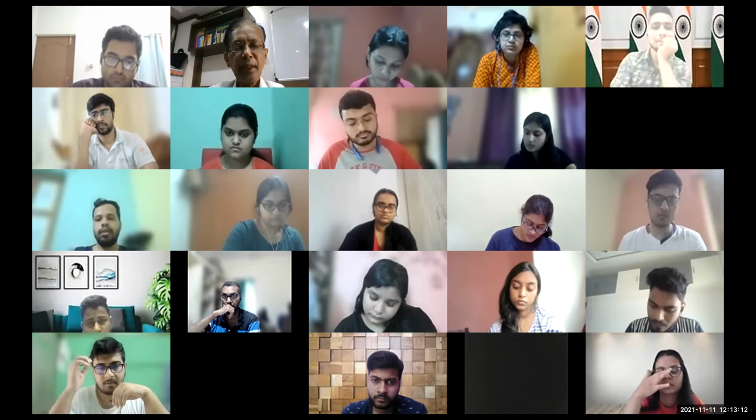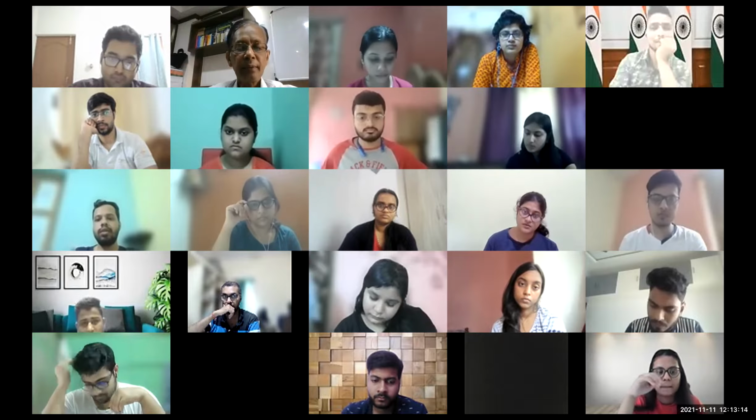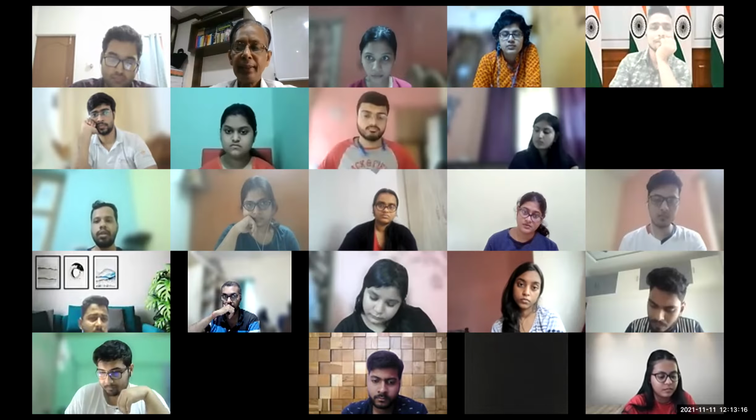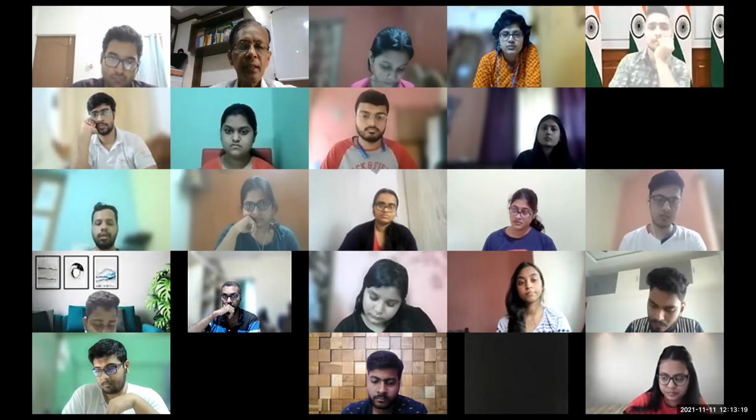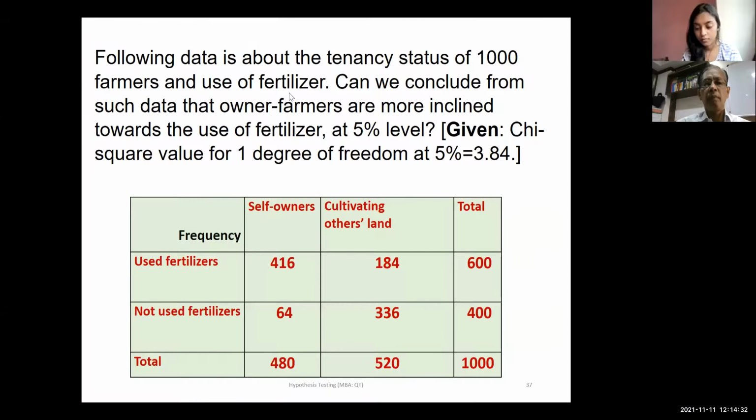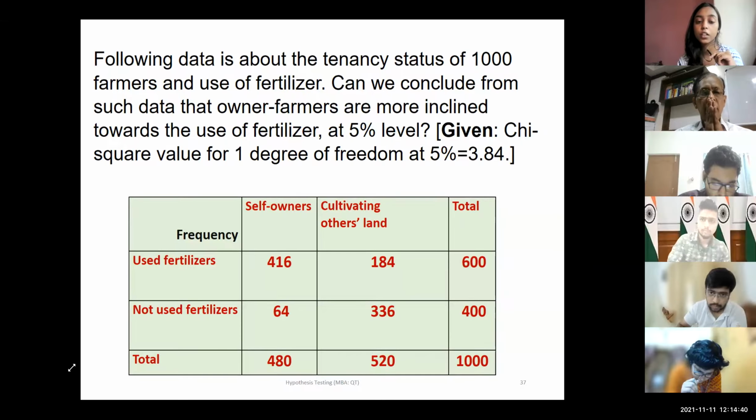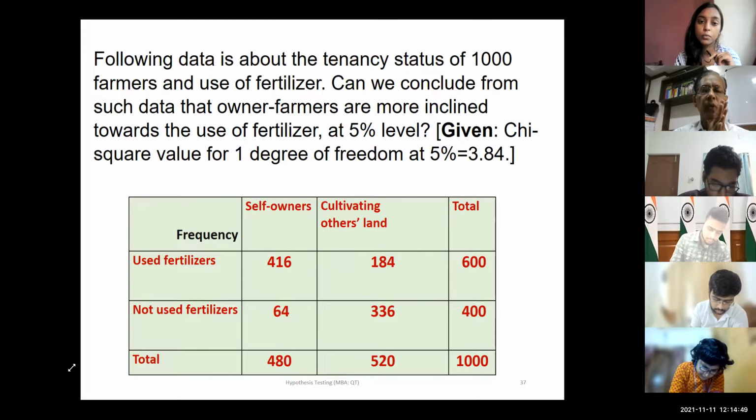Yes, now the next example is an assignment. All of you have to do it and submit it now within 10 minutes. We are all in exam mode. Like which has more benefits, without fertilizer or with fertilizer, and then we have to know whether the farmers are more inclined towards use of fertilizer or not.